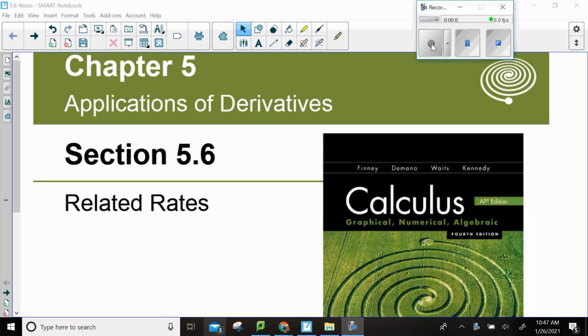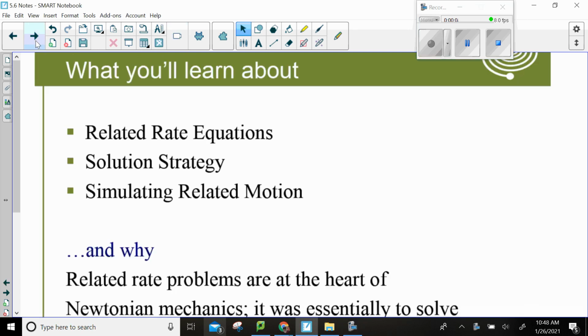Hey all, today we are working on related rates, section 5.6 in our book. We're going to talk about related rates equations and a strategy for solving them, and simulated related motion.